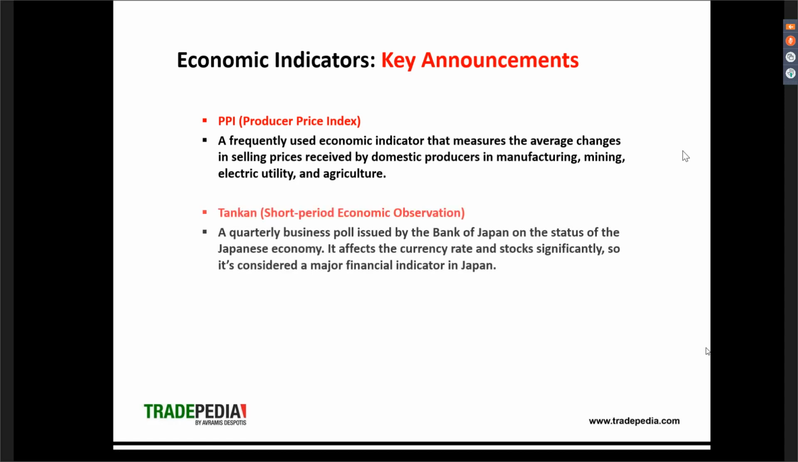And the Tankan, that is the other announcement that we saw coming out this week of the Japanese economy. It's a quarterly business poll issued by the Bank of Japan on the status of the Japanese economy. Now, it affects the currency rate and stocks significantly, therefore it's considered a major financial indication in Japan.